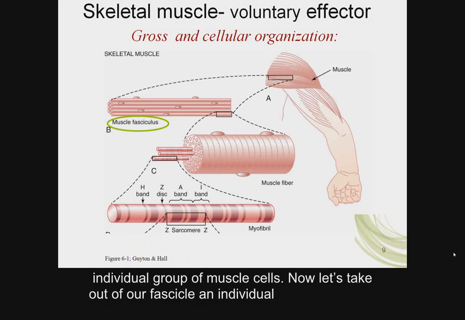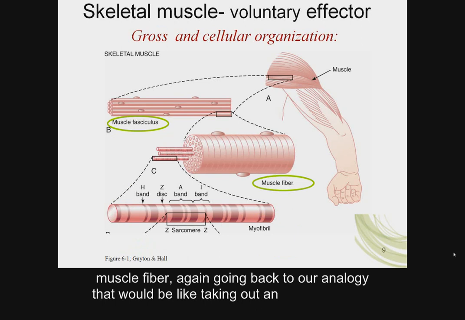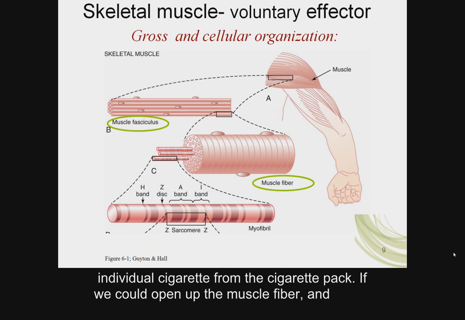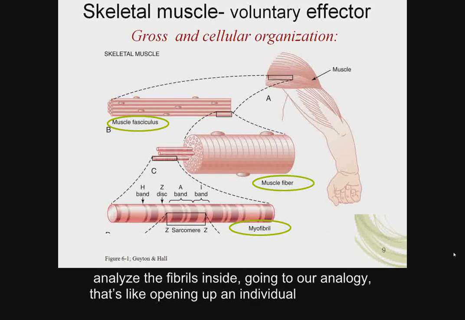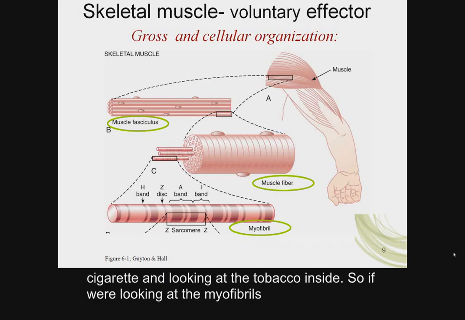Now let's take out of our fascicle an individual muscle fiber. Again, going back to our analogy, that would be like taking out an individual cigarette from the cigarette pack. If we could open up the muscle fiber and analyze the fibrils inside, going to our analogy, that's like opening up an individual cigarette and looking at the tobacco inside.